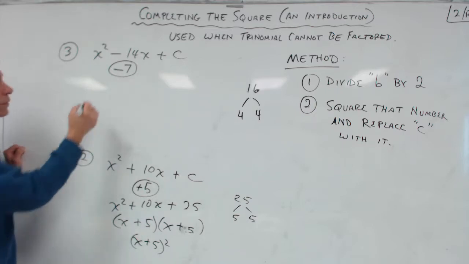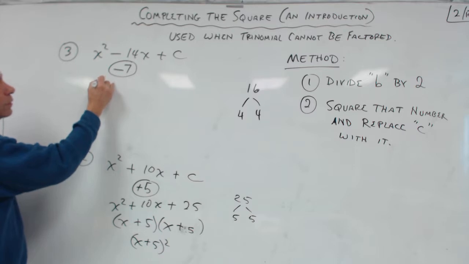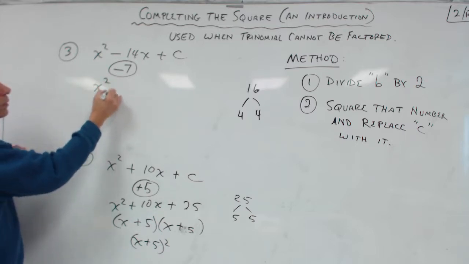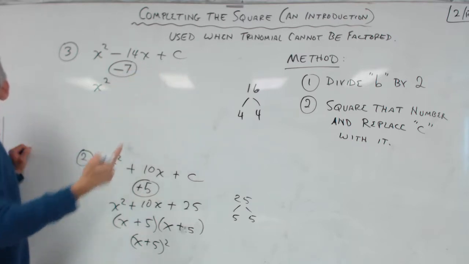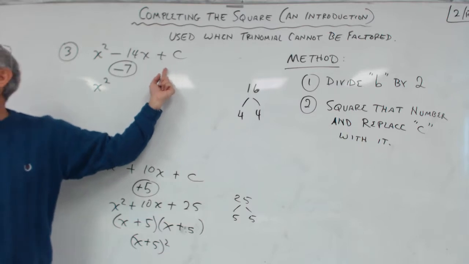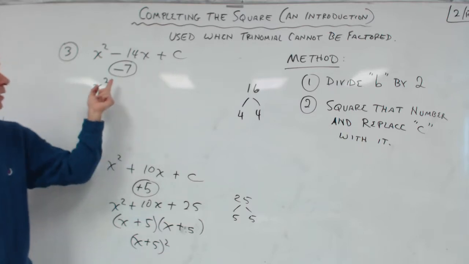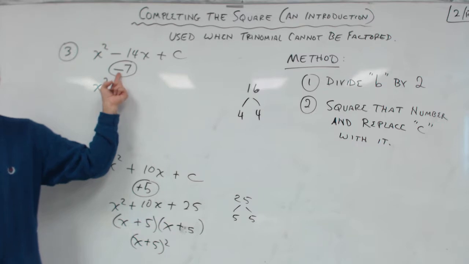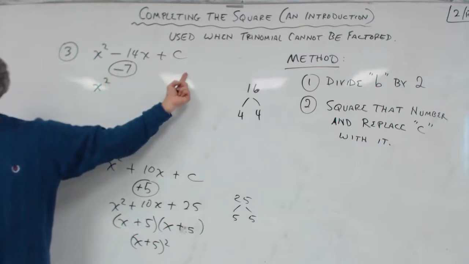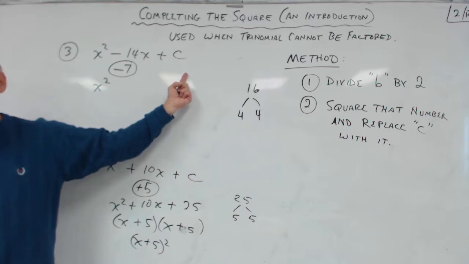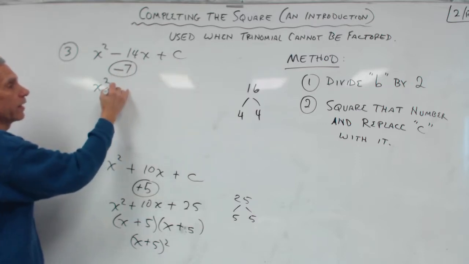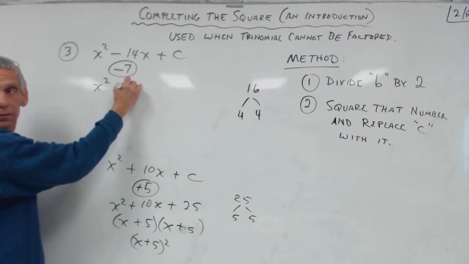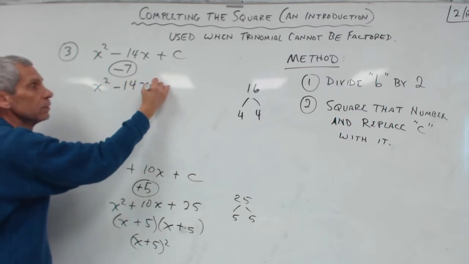Now what you do is you do -7 times -7. Negative times negative is positive. Now notice this: C is always positive because this number squared, whether it's positive or negative, will always be positive. Your C is always positive when you have a perfect square. So -7 times -7 is 49, and I've got x squared minus 14x plus 49.